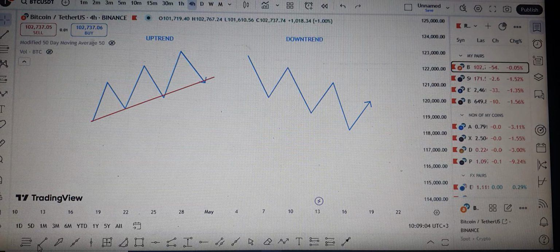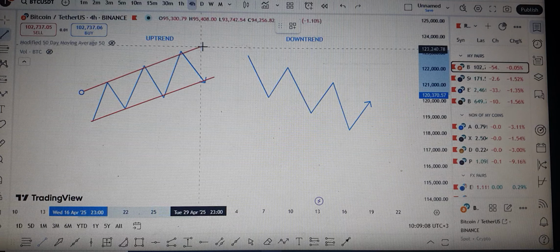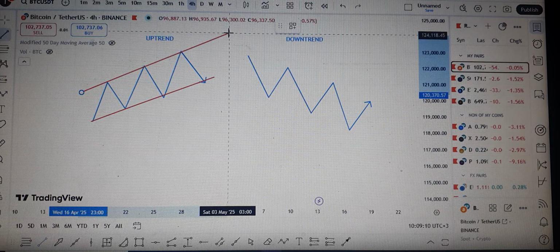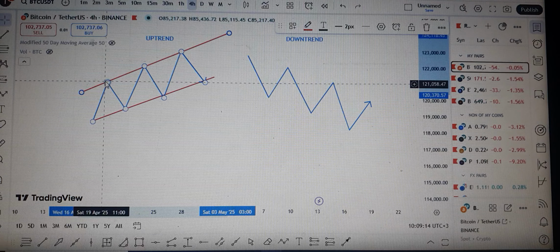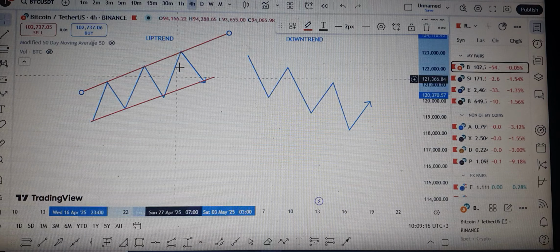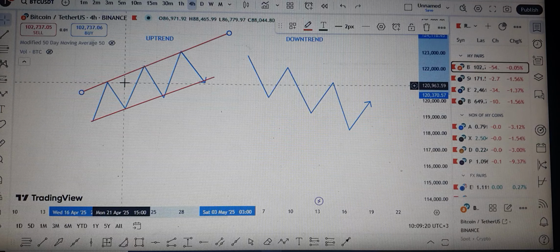Where will be our stop? Where will be our target? Sorry, our target will be here. Of course, even up you draw a line there. You understand? A line to get from that channel. Of course, now you start trading within this channel.